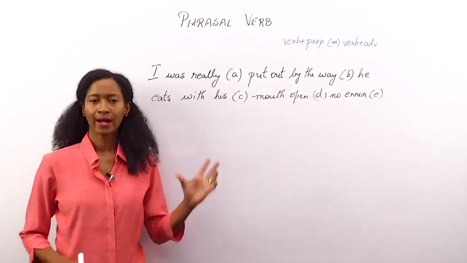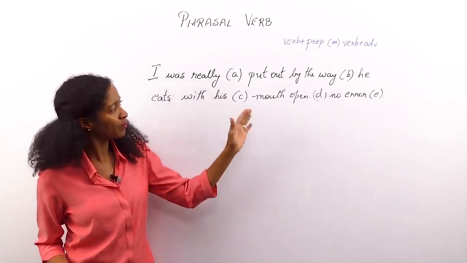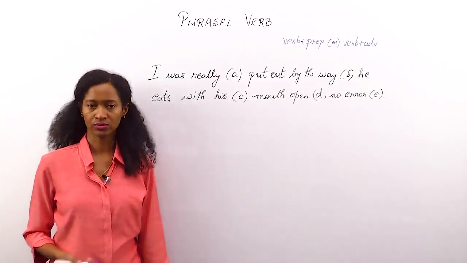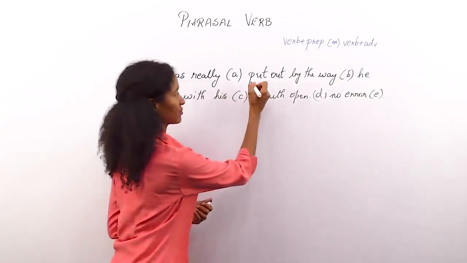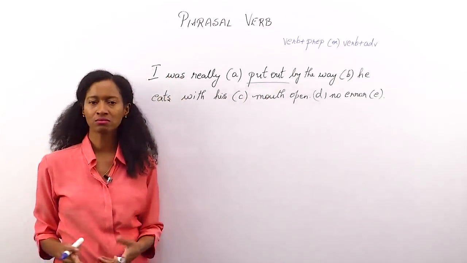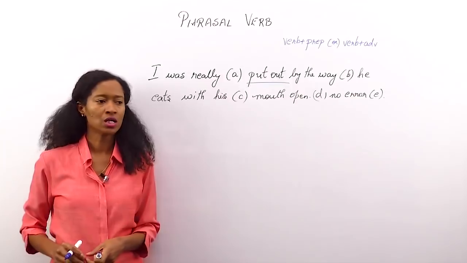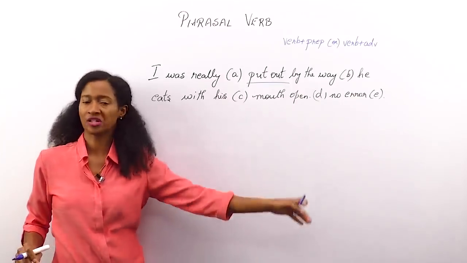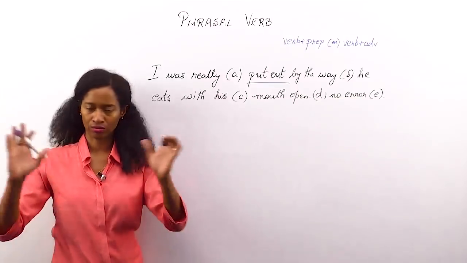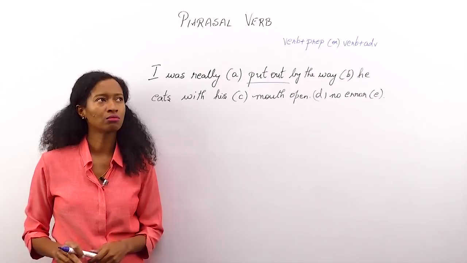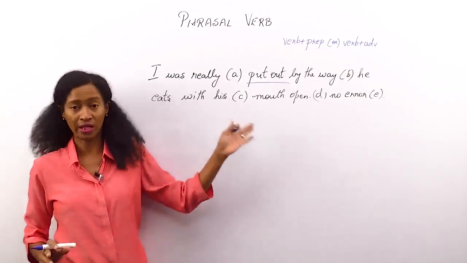Let's look at one more. As soon as you see this context, you know it's a spot the error question. Let's read. I was really put out by the way he eats with his mouth open. Are you able to identify the phrasal verb immediately? Yes. Put out. Remember the meanings we saw? Someone putting out the fire, extinguishing it, or someone putting out somebody from a particular place, expelling them, or somebody putting out, like a weekly newsletter, publishing, right? Those are not the meanings this context requires.